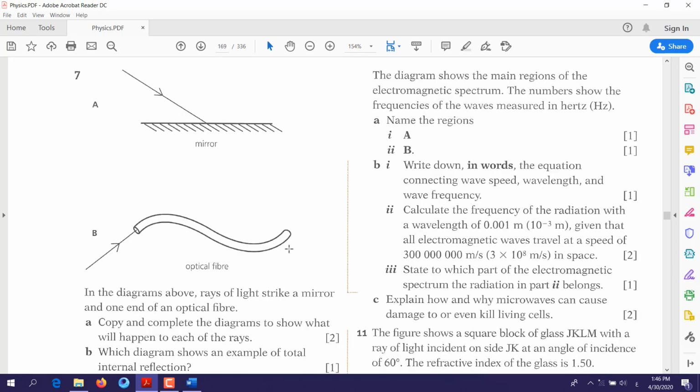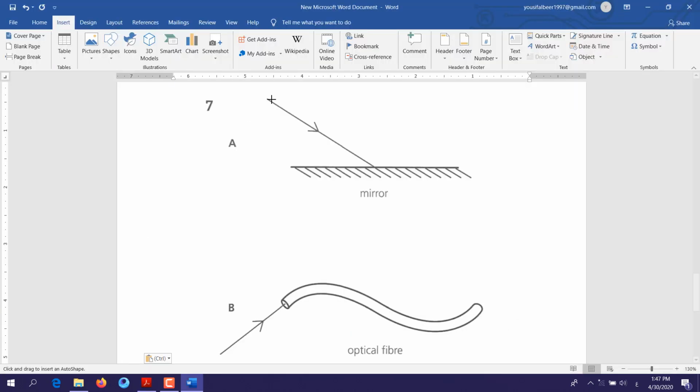Question number 7. A. We have A and B. In the diagrams above, rays of light strike a mirror and one end of an optical fiber. Copy and complete the diagrams to show what will happen to each of the rays. Here in A, what will happen? Because it's a mirror, when the light strikes the mirror, it will reflect. But how will it reflect? It will reflect with the same angle. What does that mean? A ray is reflected at the same angle as it strikes.